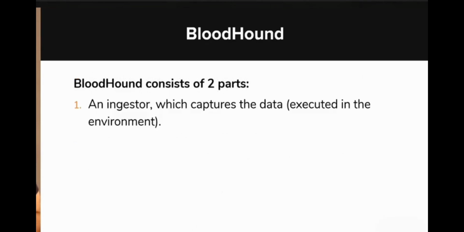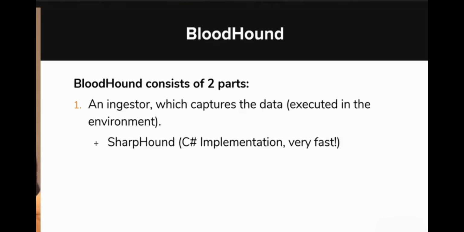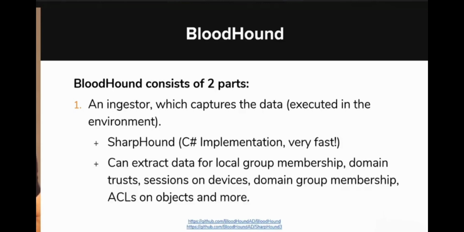BloodHound consists of 2 different parts. The first part is an ingester. The ingester you would use to scan your environment and collect data, and that data will contain a lot of information. For example, it will extract information about every group, every user, and the relationships between them: what group a user is a member of, what group is a member of another group. You have the entire information of everything from Active Directory.